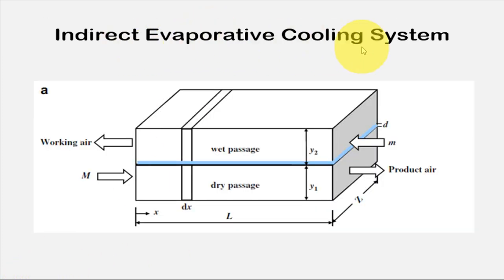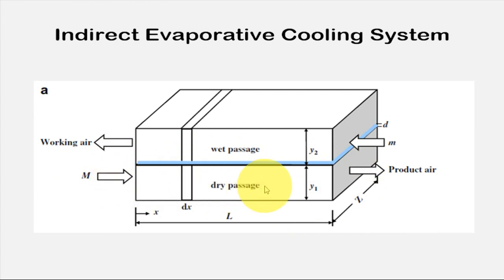Now next is the indirect evaporative cooling system. Now how will it work? So an indirect evaporative cooling system mainly consists of two passages. One is the dry passage, the other is the wet passage. Here is the wet passage. Why is it called the wet passage? Because a water film is available here in the wet passage. L is the length of the passage, Z is the width of the passage.